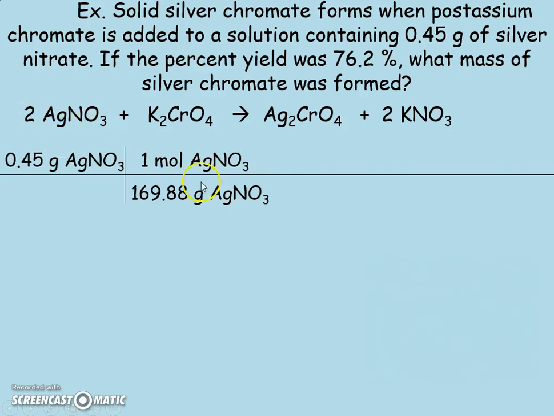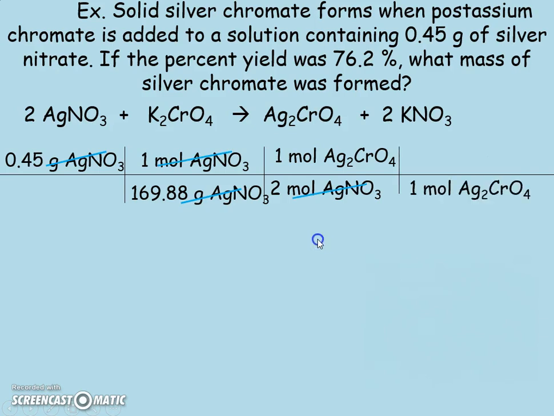Then using this, we've got 2 moles of silver nitrate is equal to, we want to get to silver chromate, 1 mole of silver chromate. Then 1 mole of silver chromate is equal to 331.74 grams of silver chromate. So your theoretical yield is 0.44 grams of silver chromate.